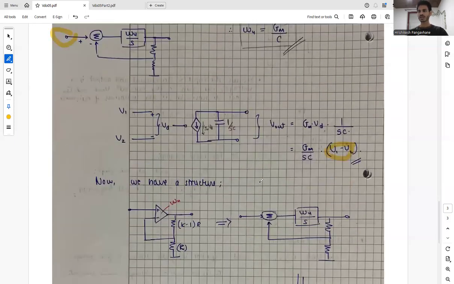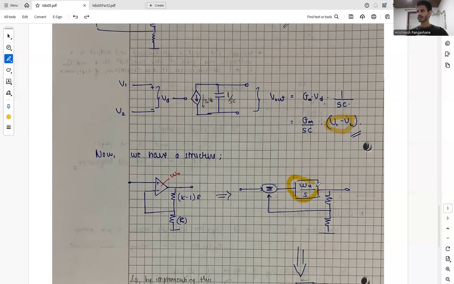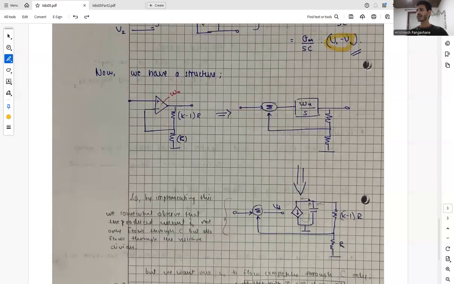Now we have a structure where we have an integrator or an op amp in a negative feedback loop, which can be realized like this. As we have realized our integrator using a capacitor, by implementing this we can put our integrator in a negative feedback loop. But we observe that the produced current, which is IC, is not only flowing through C, but also flows through the resistive divider which we made for our negative feedback loop.